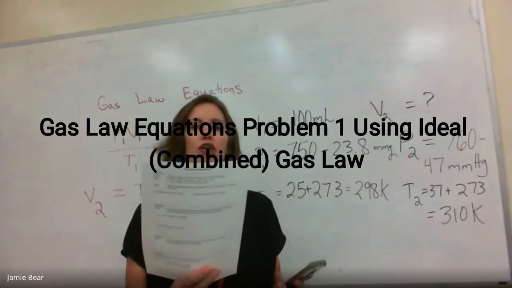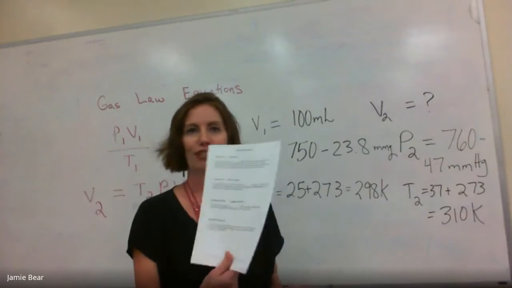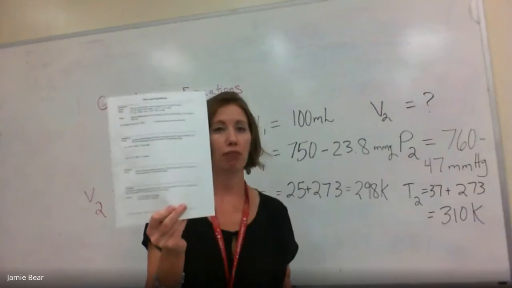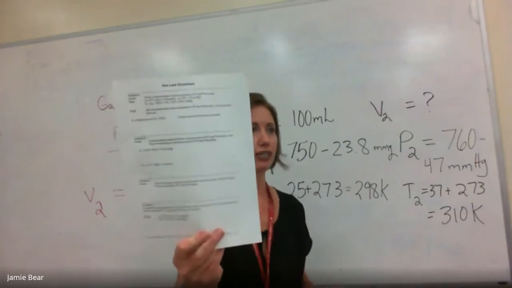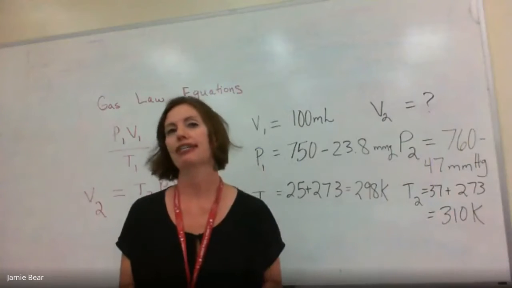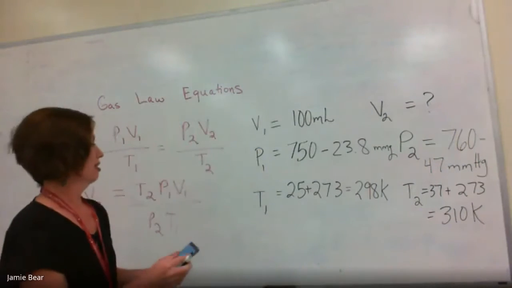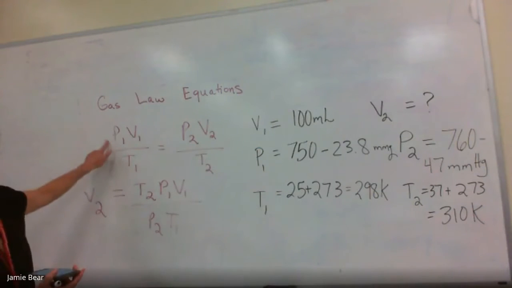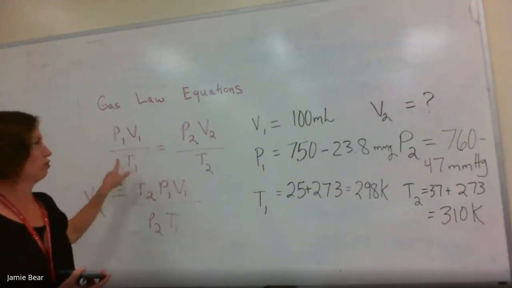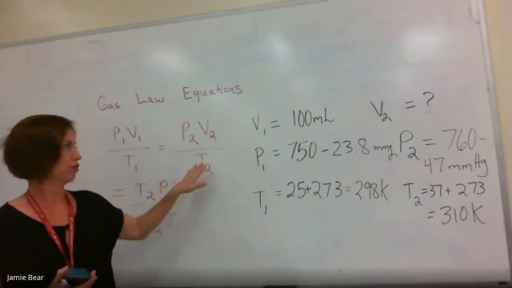Okay, guys, I'm going to go over the handout that says gas law equations, and I'm going to go ahead and do problem 1 for you on the second page. So it looks like this. With that, we're going to use the ideal gas law, and that is the original P1 V1 over T1 equals P2 V2 over T2.